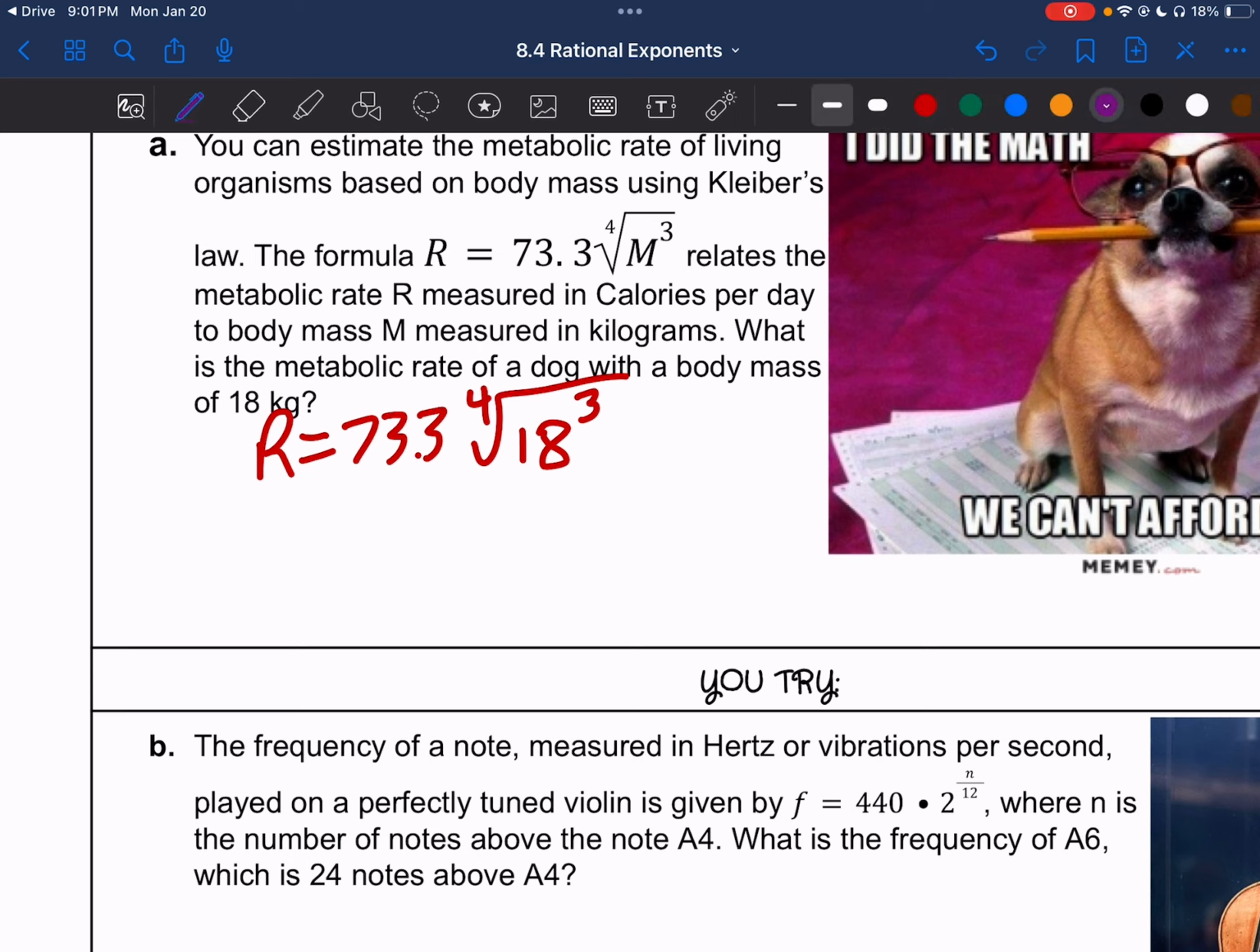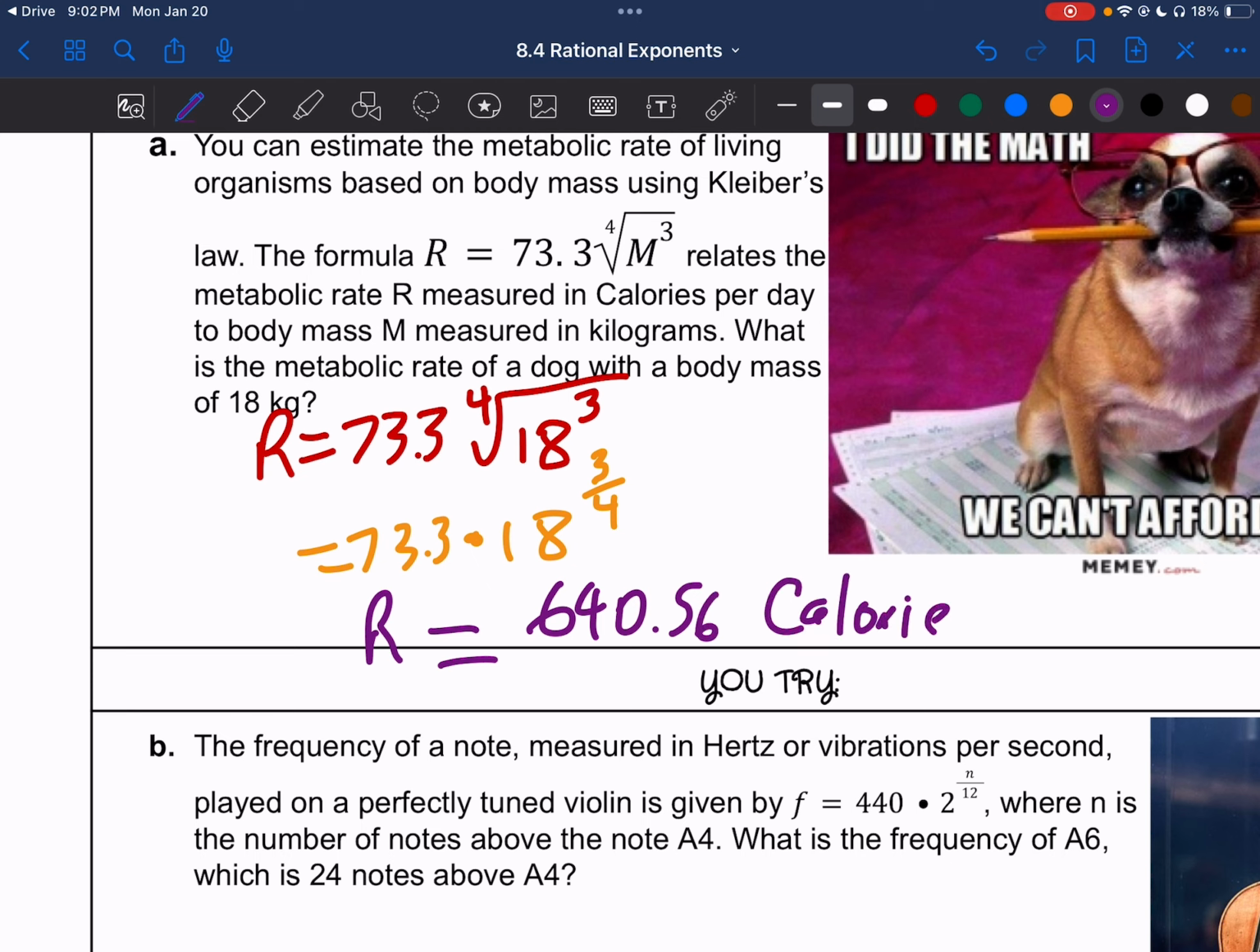We'll walk you through in class on your specific calculators how to use them. But what you could do is write, since you do know how to do fractions and you do know how to do exponents, 73.3 times 18 to the 3/4 power. Make sure you put the 3/4 in parentheses so that the division is actually being done as the exponent and not as a division after the fact. So when you type that in, you are going to get that R is going to equal 640.56 calories per day. Go ahead and round that to the hundredths place, that's fine.